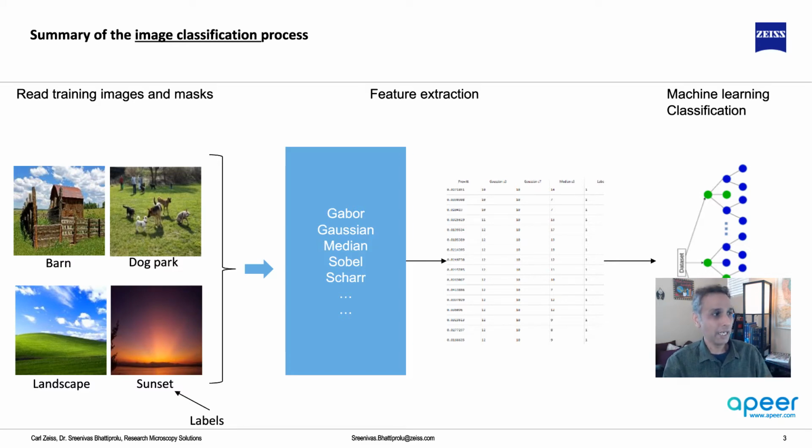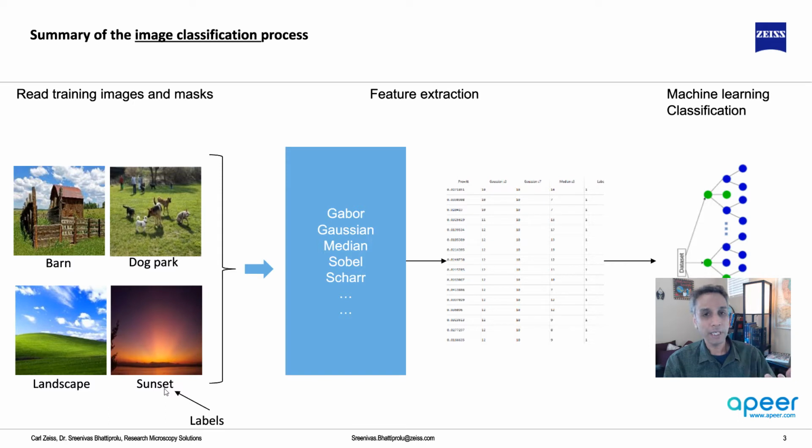In this example, is this a barn, or is this a dog park? Is this a landscape, or is this a sunset? The entire image is classified into one of these 4 groups. So that's the only difference. So the label in this case is not at a pixel level, but at an image level. I'm calling this entire image barn. So as you can imagine, our labels are just barn, dog park, landscape, and sunset in this example.